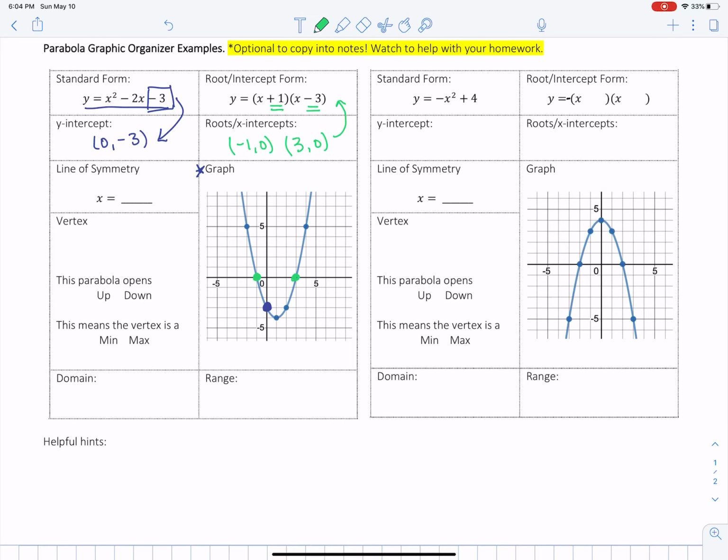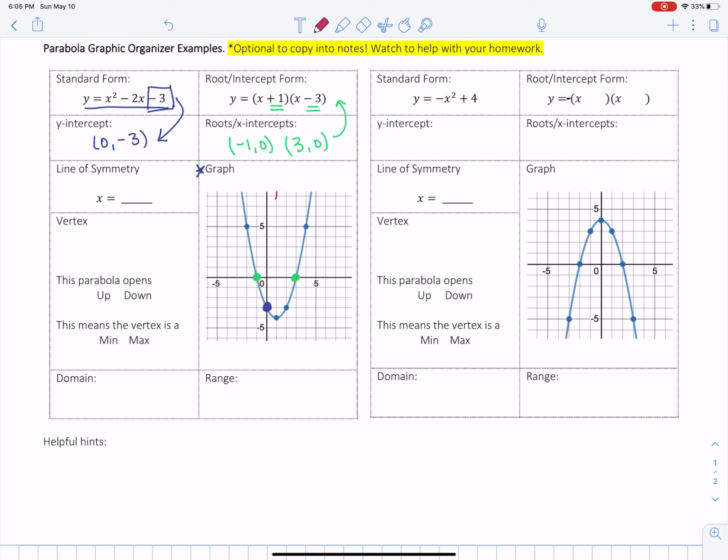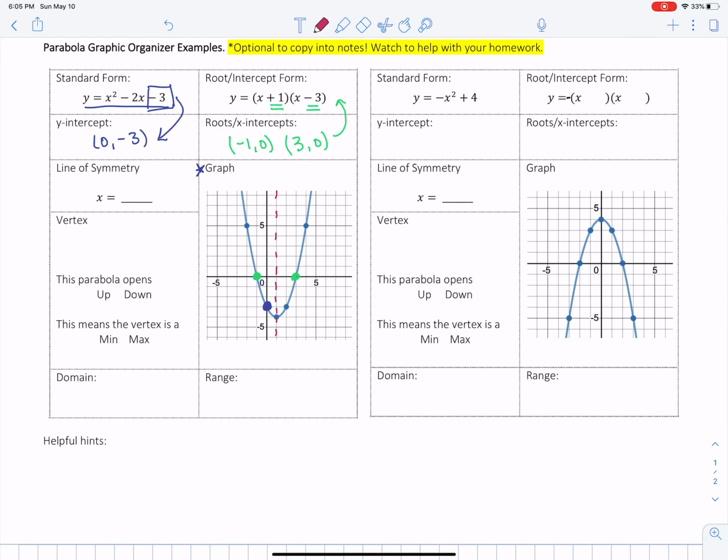Okay. Our axis of symmetry, I'm going to switch to pink. And I'm going to draw this in on our graph here. And it's this line that goes right down the middle of it. Now this is going through the point of my vertex down here. I'm also going to fill that in. So I'm going to start with my vertex because it's a little bit easier there. So my vertex is (1, -4).